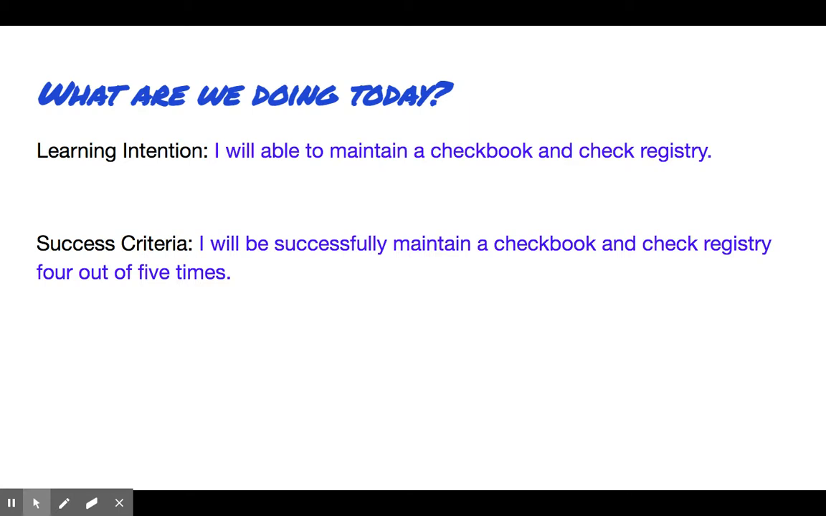Our learning intentions are, I will be able to maintain a checkbook and check registry. My success criteria is, I will successfully maintain a checkbook and a check registry 4 out of 5 times. So when you can maintain a checkbook and a check registry 4 out of 5 times correctly, that means you have met your success criteria.